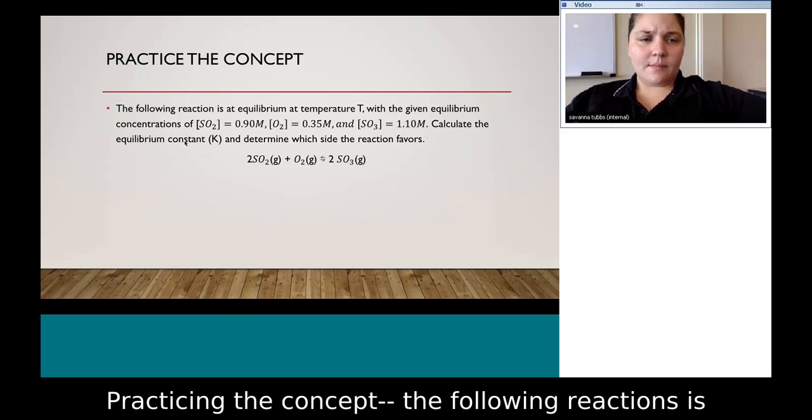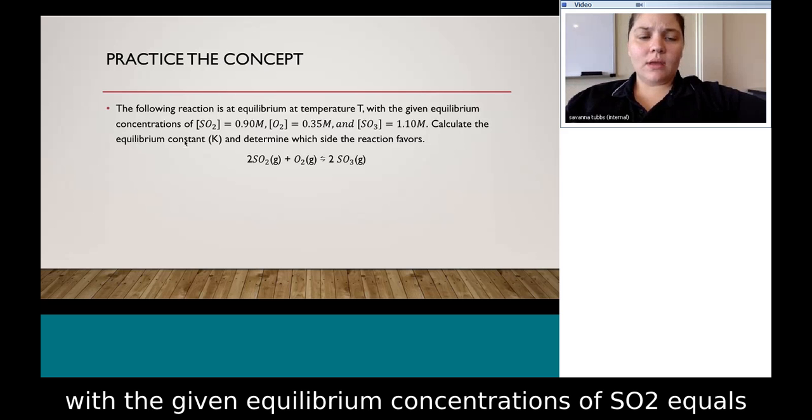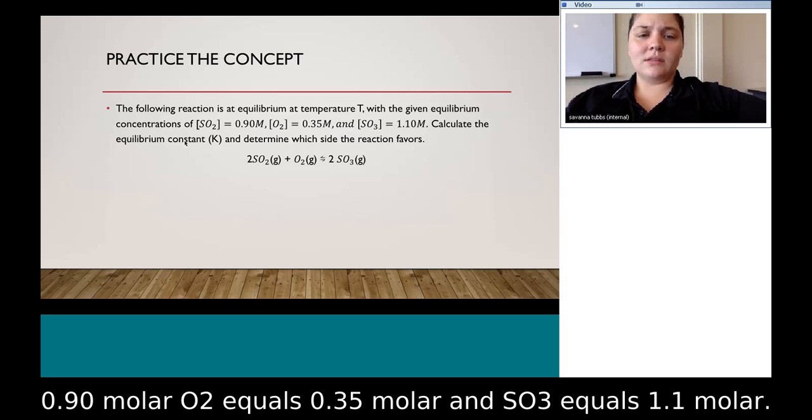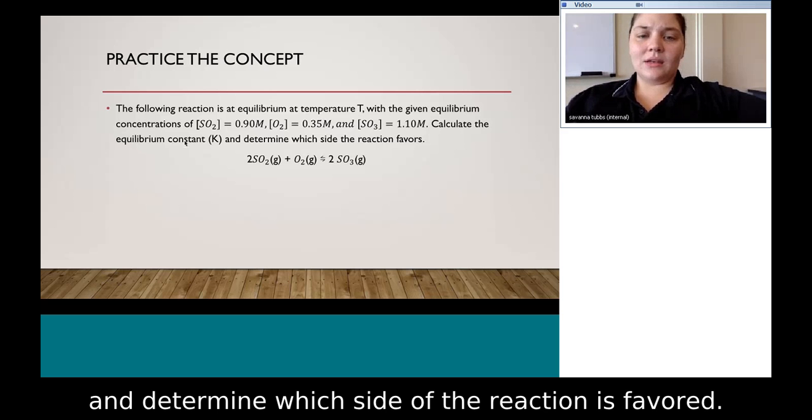Practicing the concept. Which of the following reactions is at equilibrium at temperature T, with the given equilibrium concentrations of SO2 equals 0.90 molar, O2 equals 0.35 molar, and SO3 equals 1.1 molar? Calculate the equilibrium constant K and determine which side of the reaction is favored.